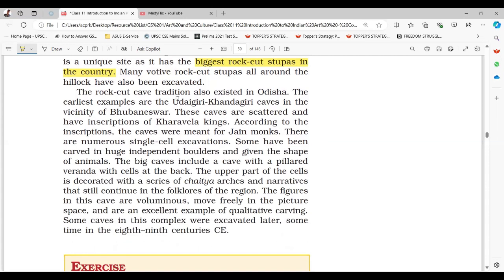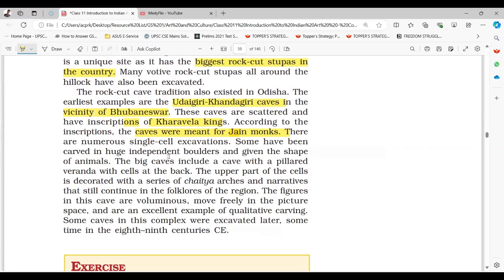The rock cut cave tradition also existed in Odisha. The earliest examples are the Udaygiri Kandagiri caves in the vicinity of Bhubaneswar. These caves are scattered and have inscriptions of Kharavela kings. According to the inscriptions, the caves were meant for Jain monks. There are numerous single cell excavations. Some have been carved in huge independent boulders and given the shape of animals.